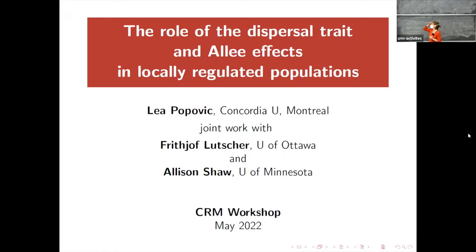The sort of math biology that I want to talk about, that inspired the probability work that comes after, was done in collaboration with Fritjof Lütscher, who's in Ottawa, and Alison Shaw, who is a biologist in Minnesota and who was visiting Montreal last year.